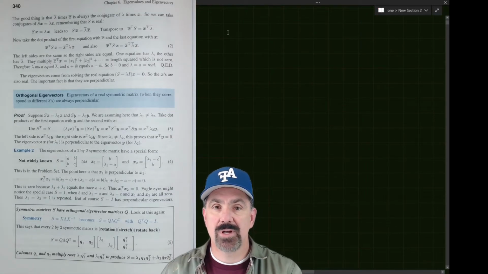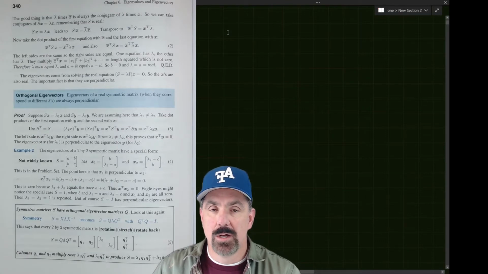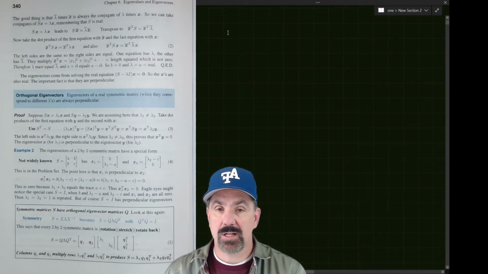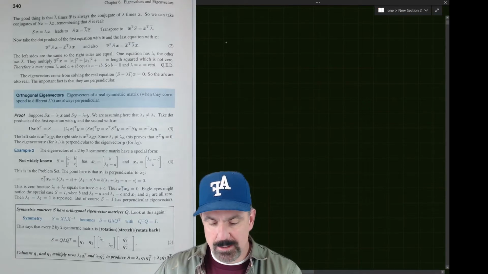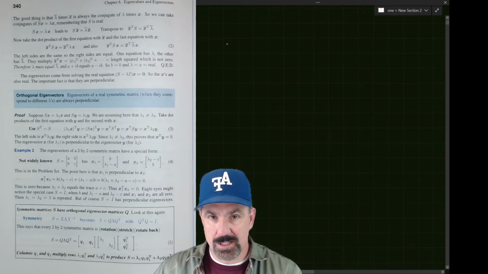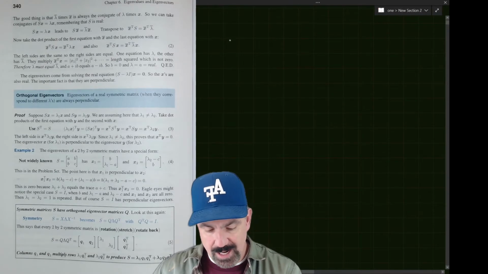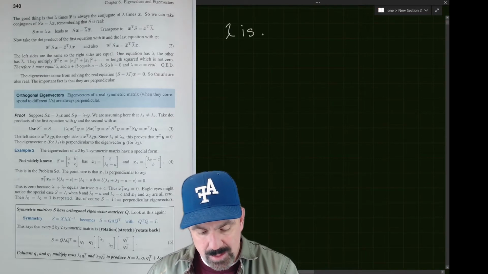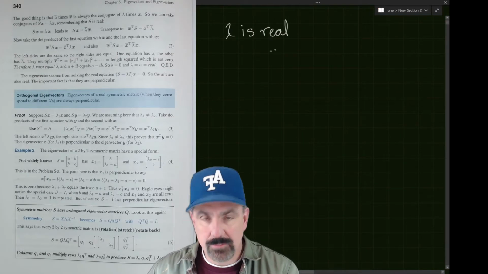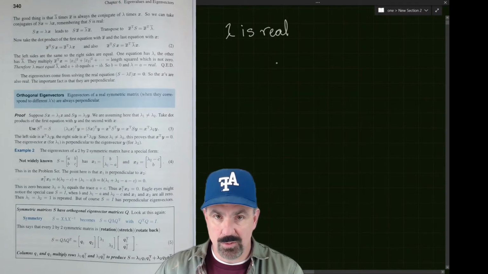So back on page 339, make sure you take a look at the example that he has there, because he demonstrates quite clearly what we were talking about with respect to symmetric matrices. So just two ideas associated with symmetric matrices that I want to make sure that we have a good handle on. One of them is the fact that all of the eigenvalues are real. So every eigenvalue is real.